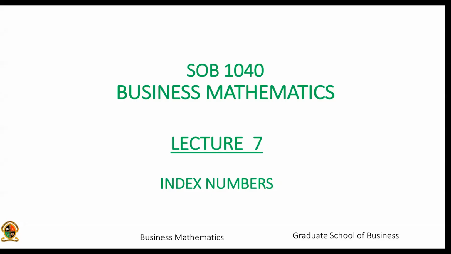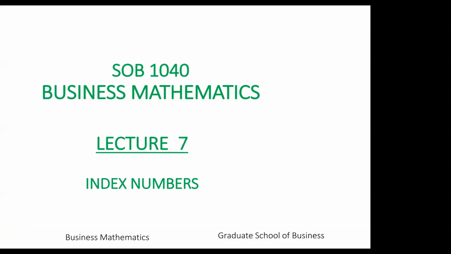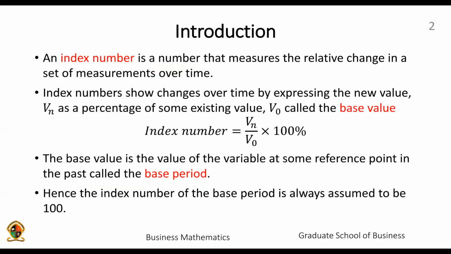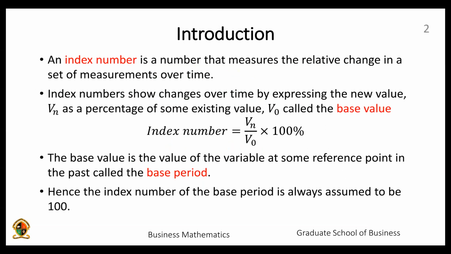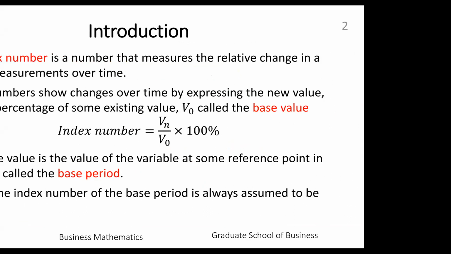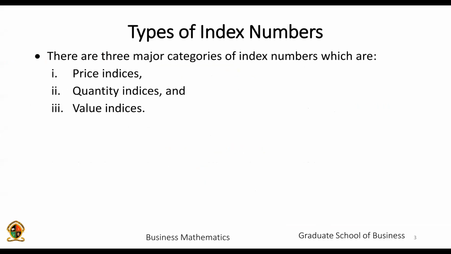So we look at index numbers. Basically, an index number is a number that measures the relative change in a set of measurements or over time. It can be an index number about prices, or about quantities of goods or values of goods. In short, it tries to express some measurements as a fraction of some value.